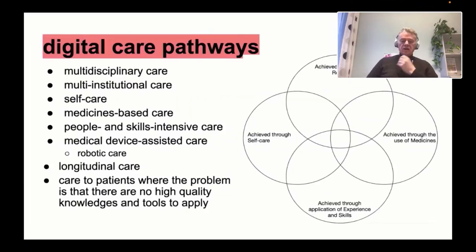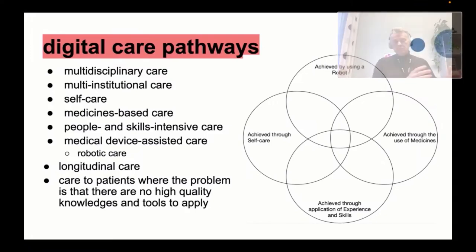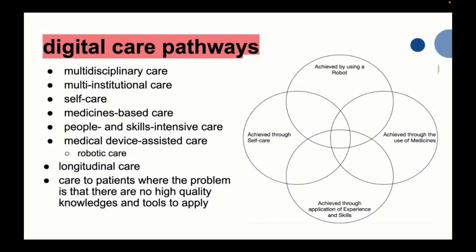So a little more about digital care pathways. The thing here is that care is about multidisciplinarity. I send my patient to a physiotherapist. I send my patient to the pharmacy. I send my patient to a GP. We have care that takes place across many institutions. We have care that the patient does herself.